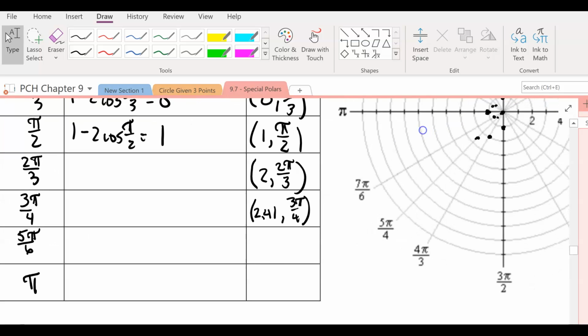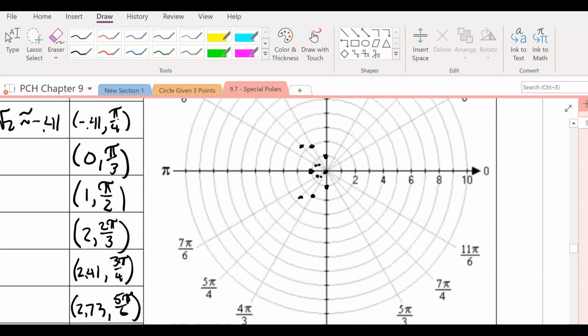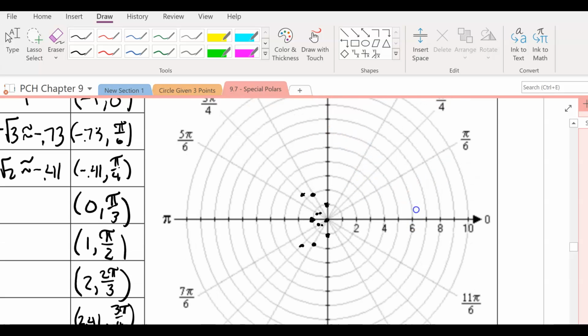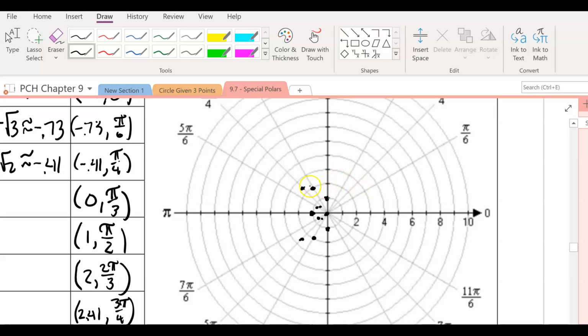And we're getting close, 2 more. So for 5 pi over 6, it comes out to about 2.73. 5 pi over 6. And for pi, it's going to be 3. So 3 comma pi. So 2.73, it's going to be a little closer to 3. And then we're going to rotate 5 pi over 6, so it's going to be about there. And then we'll reflect it. And then the last one here is at 3 comma pi.